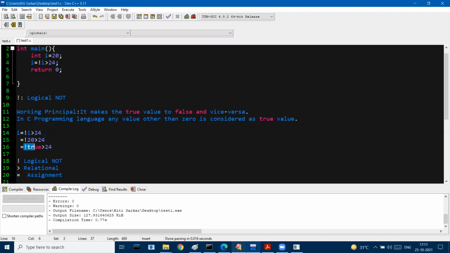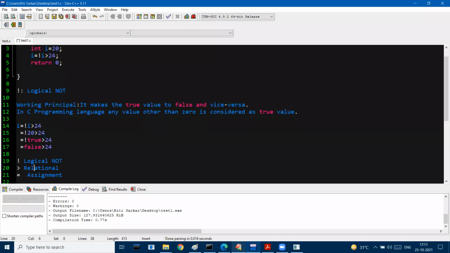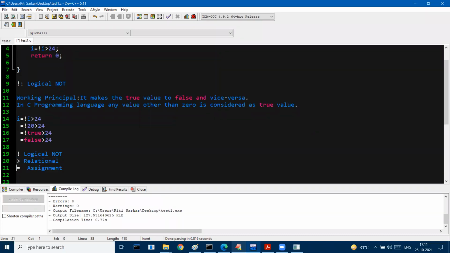Now read the entire part. Not true. Not true means what? False. False greater than 24. Now how many operators are there? Equal to and greater than. Who will work first? Greater than, because the relational operator has higher precedence compared to assignment. False means 0, so 0 greater than 24. Is 0 greater than 24?